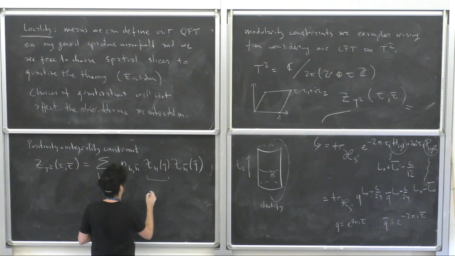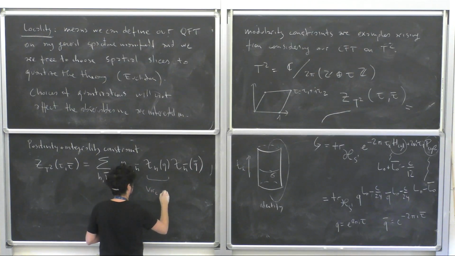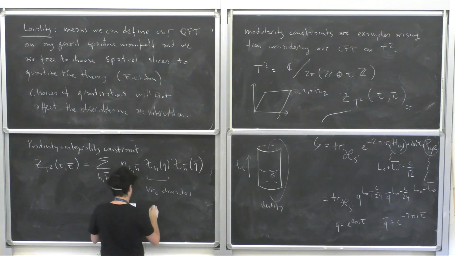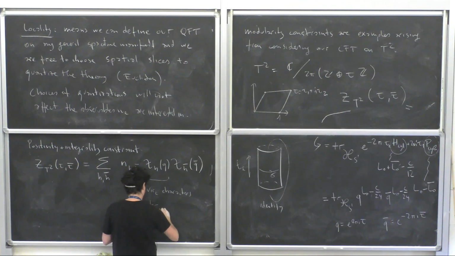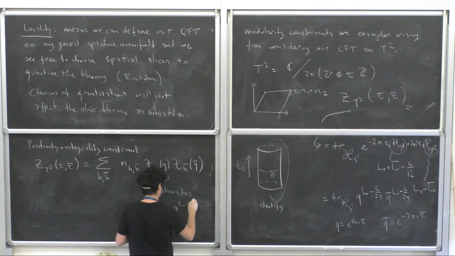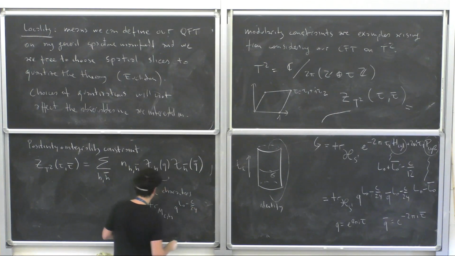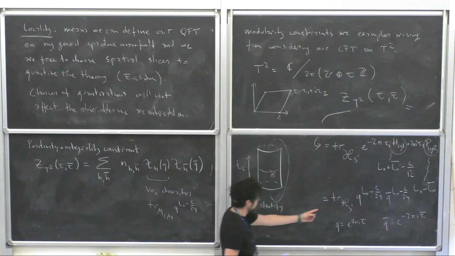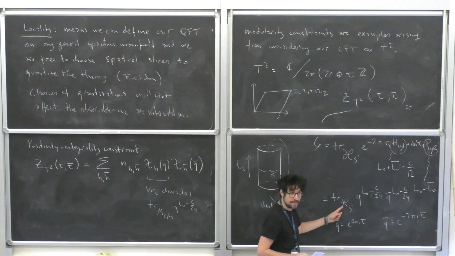These are Virasoro characters. You can think of them as the trace over this module of q to the L0 minus c over 24. This statement follows from the fact that we know that Virasoro acts on this Hilbert space, and so it must decompose into irreducible representations.